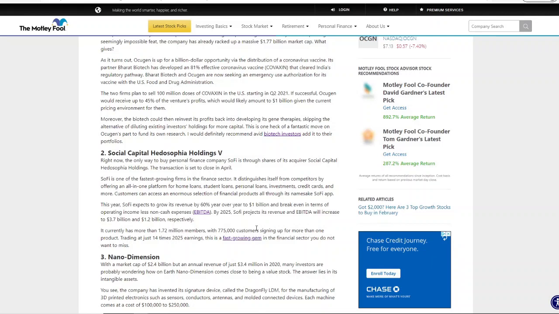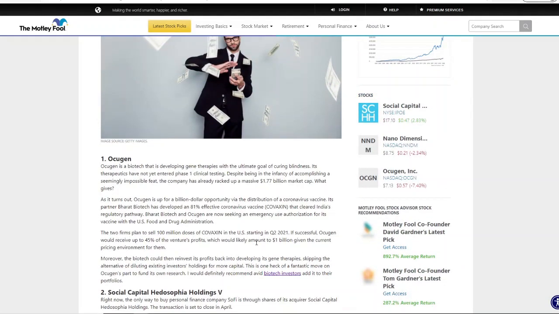But let's talk about the stock here that's going to take the spotlight in April and possibly even moving into the months of Q2, so the next several months, like the next 3 months, and that's OCUGEN. I could be completely wrong, but something that's interesting here is if it's successful for OCUGEN to get emergency use authorization by the U.S. Food and Drug Administration, they can go ahead and plan to sell 100 million doses of Covaxin in the U.S. starting in Q2 2021. That's just the beginning. If successful, OCUGEN could receive or would receive up to 45% of the venture's profits, which could likely amount to $1 billion given the current pricing environment for them. That's a big deal in this environment, right?